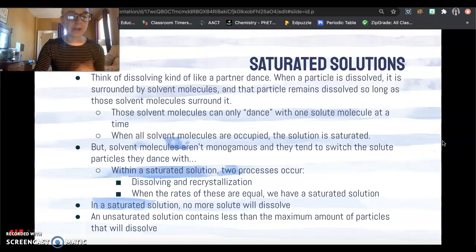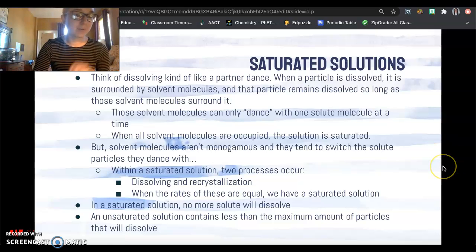So saturation kind of relates to how much solute can be dissolved. If you think of dissolving like a partner type of dance, when a particle is dissolved, it's surrounded by solvent molecules such as water molecules. And that particle remains in the dissolved state as long as those solvent molecules surround it. Those solvent molecules that are surrounding it can only dance with one solute molecule or particle at a time. So when all the solvent molecules are occupied, the solution is going to be saturated, meaning it can no longer dissolve any other substance.